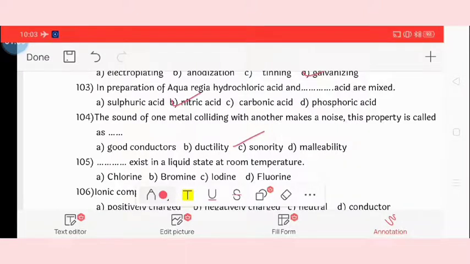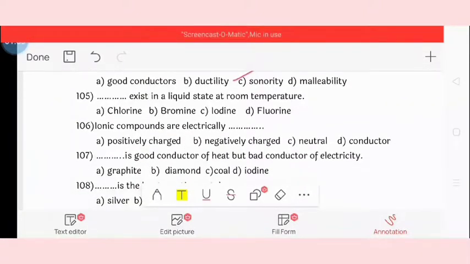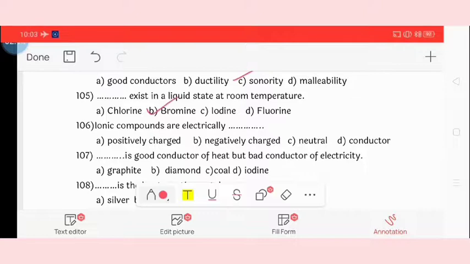Option C is the correct option. Dash exist in a liquid state at room temperature. As we know, chlorine, iodine, fluorine do not exist as a liquid at room temperature. But bromine is the element which is in a liquid state at room temperature. So bromine exists in a liquid state at room temperature.